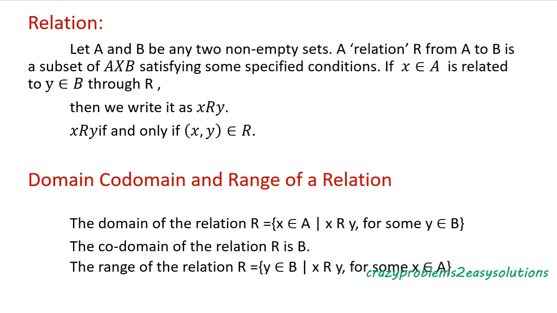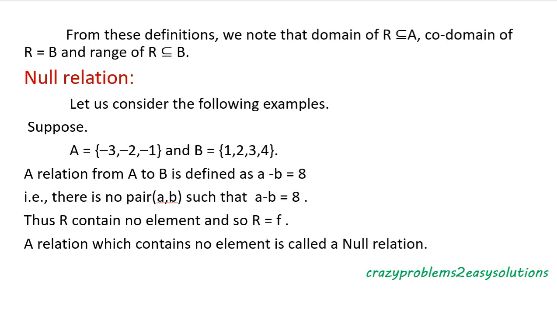The range of the relation R is equal to the set of y belonging to capital B such that x is related to y for some x belonging to capital A. From these definitions, we know that the domain of R is a subset of capital A, the codomain of R is equal to B, and the range of R is a subset of B. So we have proved that R is a subset of A cross B.